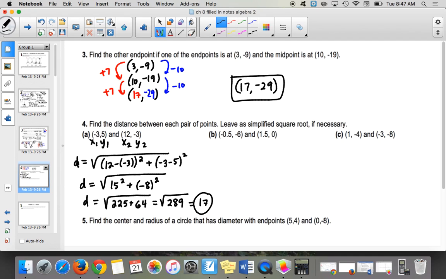Some of you guys are good with your perfect squares. Some of you guys don't know them. It's okay. You can always try it on your calculator. If it gives you a decimal, then simplify the square root.